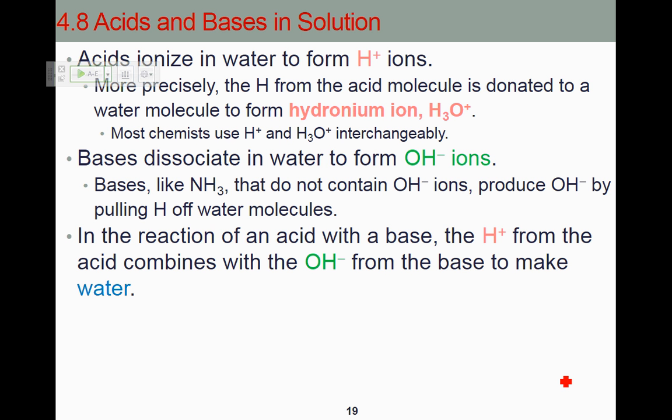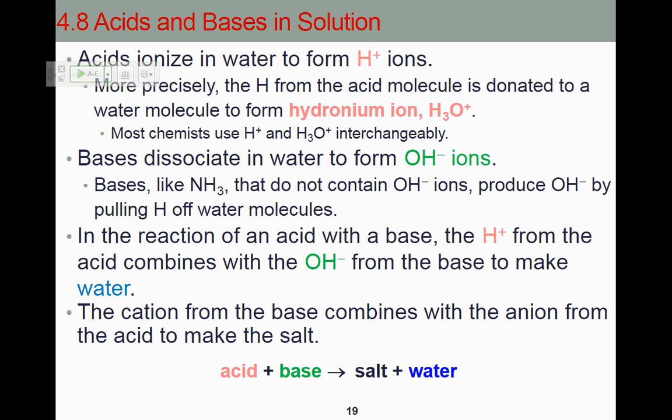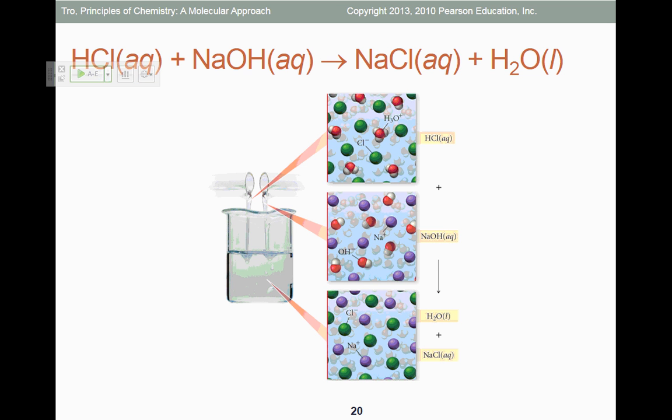In the reaction of an acid and a base, the H+ from the acid combines with OH- from the base to form water, H2O. So that's our general net ionic equation. Our cations from the base combine with our anions from the acid to form our salt, and typically this salt will be soluble. This is just an example. If we mix HCl and sodium hydroxide, we'll form NaCl salt, which will still be soluble, and we'll also form H2O liquid. And that's where our reaction is occurring.